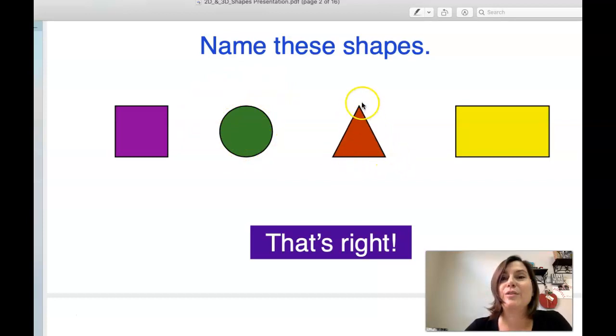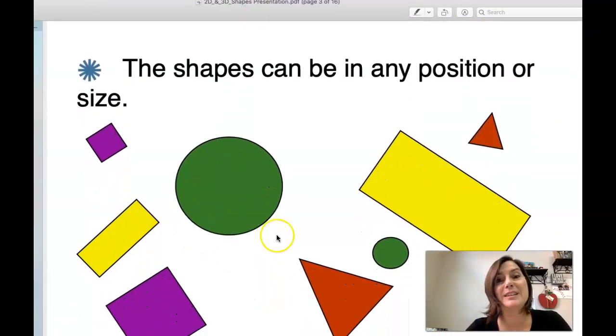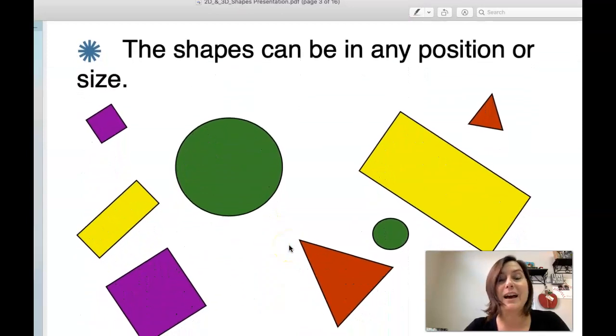1, 2, 3. I know this is a triangle then because tri means 3, and it has 1, 2, 3 vertices and 1, 2, 3 sides. This rectangle has 4 sides and our square has 4 sides, but a rectangle has 2 short sides and 2 long sides. Now, shapes can be in any position and they can be any size.